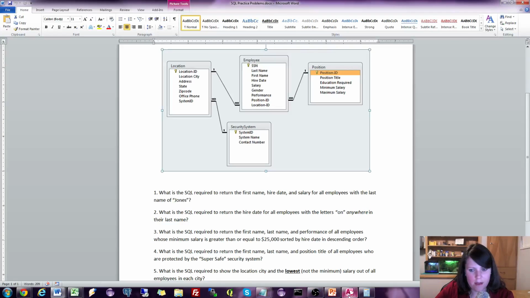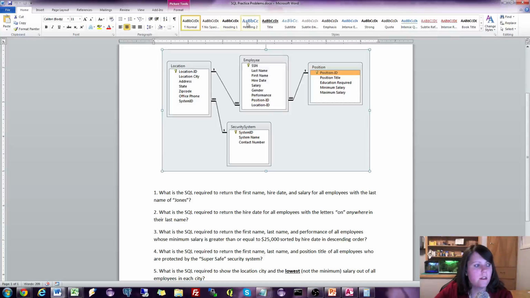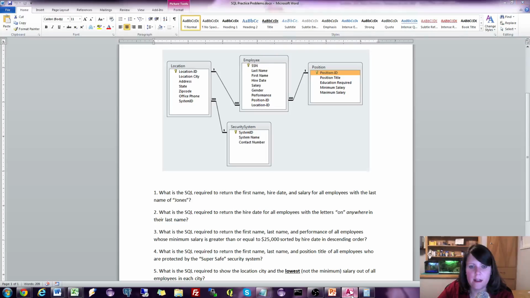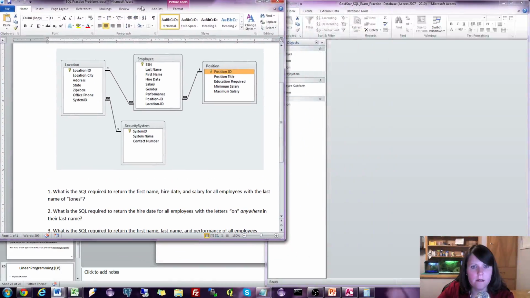But in the, where's my database? So in the database, which I downloaded, all I did was take the gold star data that we had and add a new entity. I added security system because I wanted to show you how to jump around the tables, just in case we didn't get to that well enough in class.